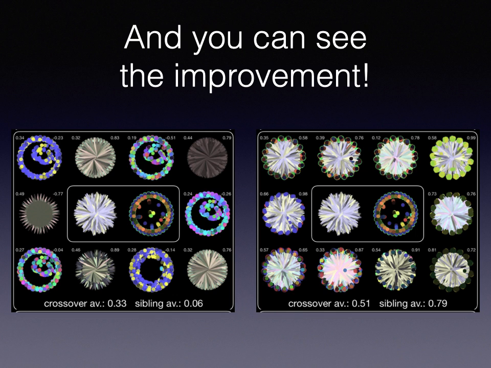Whereas in the second set on the right, you'll see that each child looks a bit like both parents, but not too much. And the siblings look a bit like each other, but again, there aren't that many which are too close to each other. So that is the new method for crossover, which works beautifully.